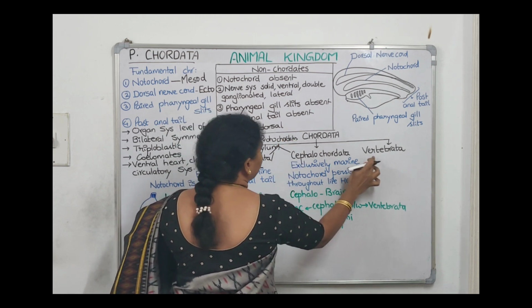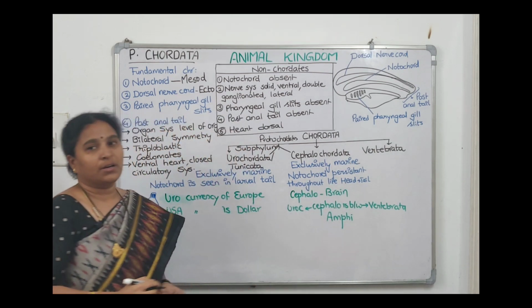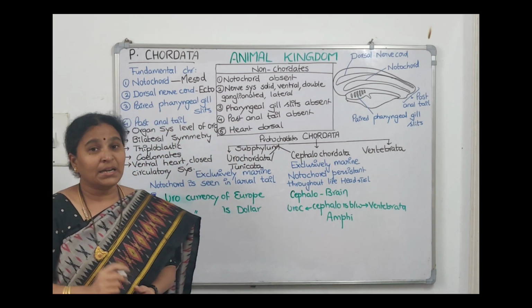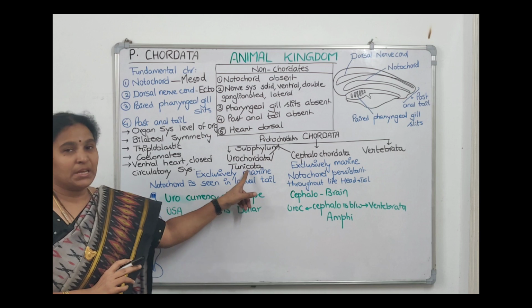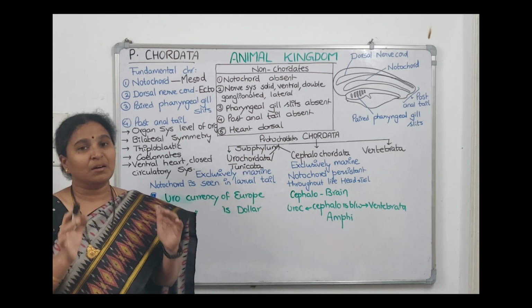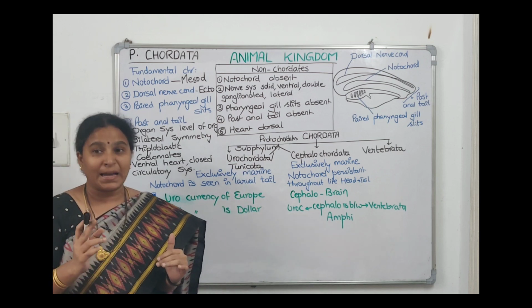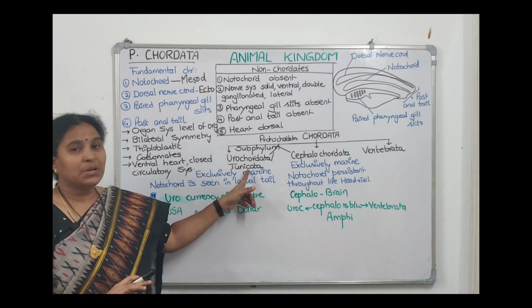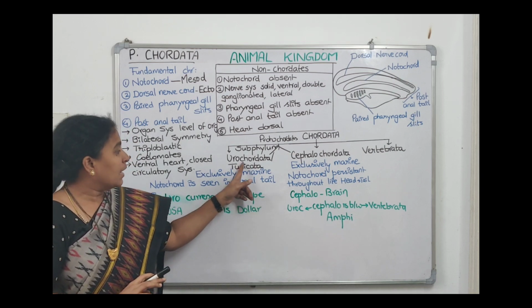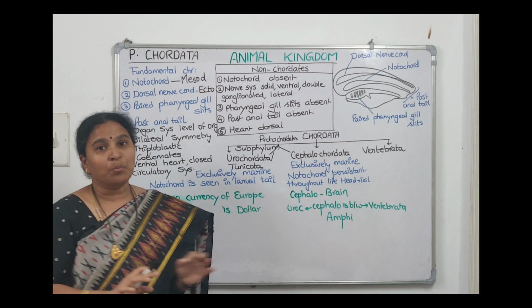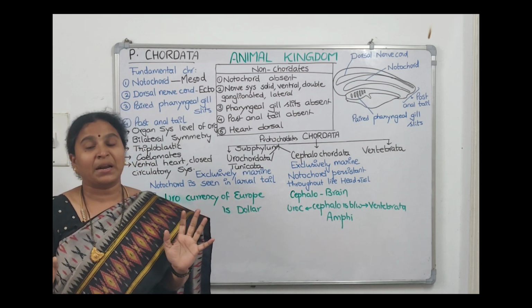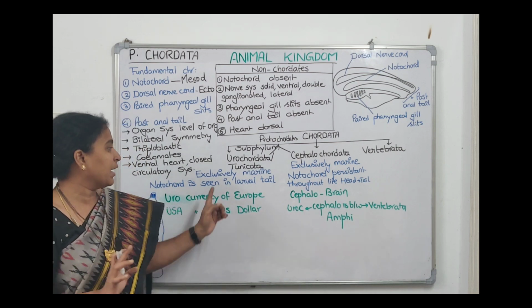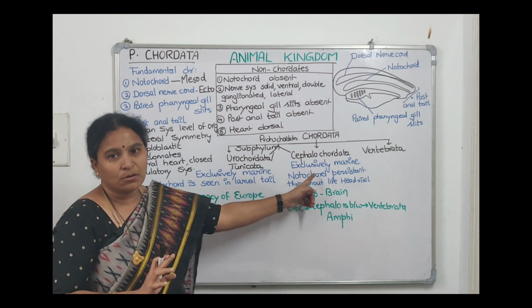Protochordates means they are primitive, and Vertebrata is an advanced chordate, right? So Urochordata is also called Tunicata because the body is covered by a membrane, the tunic, which is made up of animal cellulose. Having a tunic, it is called Tunicata. And Urochordata and Cephalochordata, both of them are exclusively marine.